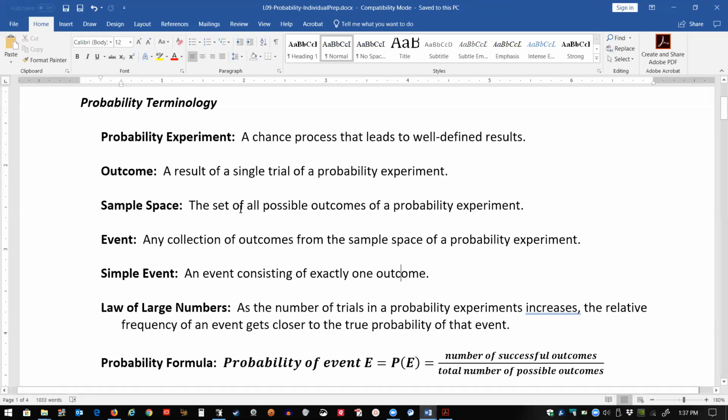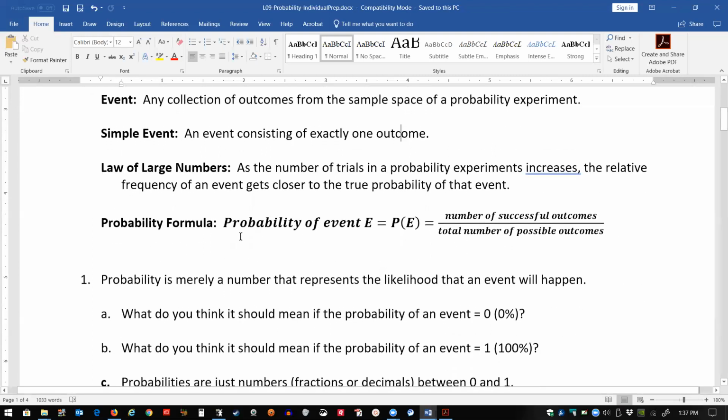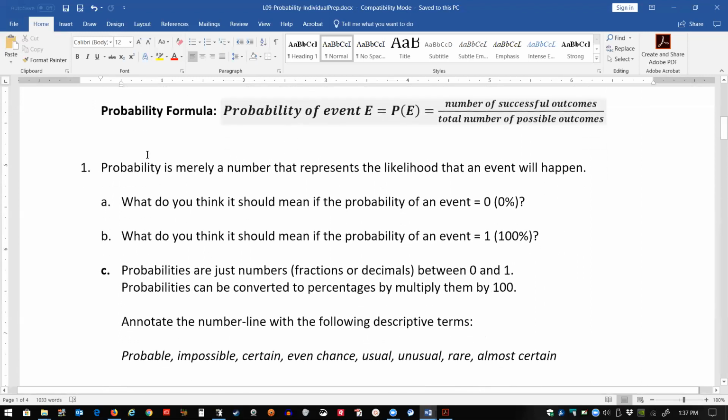All right, we'll talk about the law of large numbers in a moment. The basic formula for computing probability is right here. You'll take the number of successful outcomes and divide it by the total number of outcomes. We'll use that with some examples here in a moment. But first, let's talk about some terminology that refers to different levels of probability.